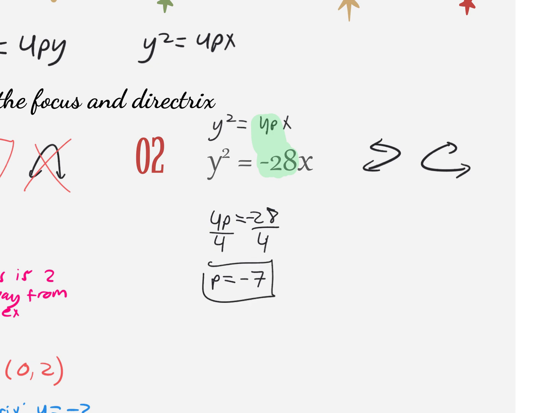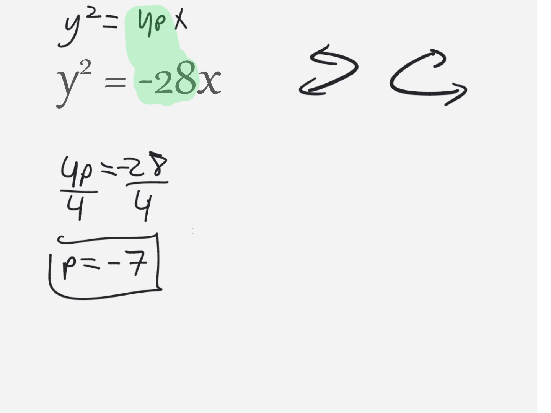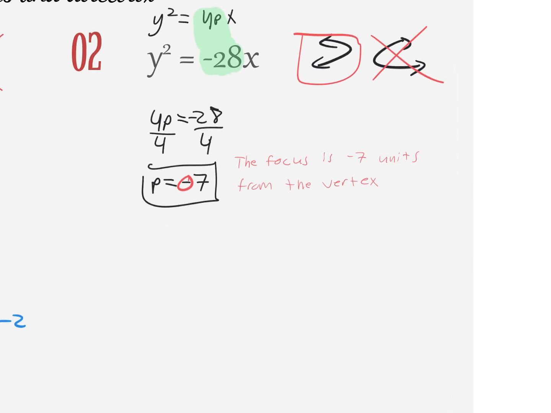So what does this mean? Let me write it down. This means the focus is -7 units from the vertex. Remember that we said that it was a y-squared parabola, so it's going to be opening left or right. Since p is negative, we know it's going to go to the left. Left is negative. So let's sketch our graph.